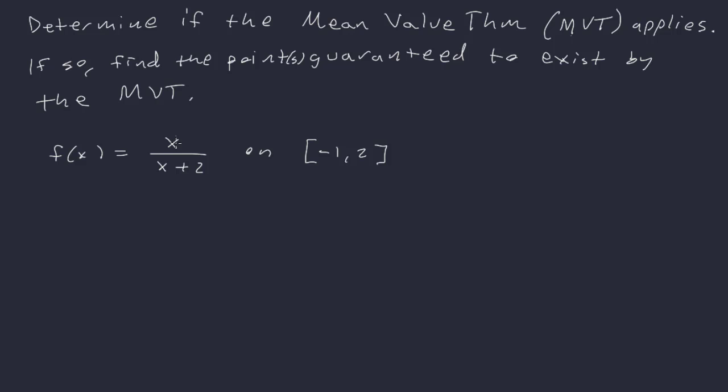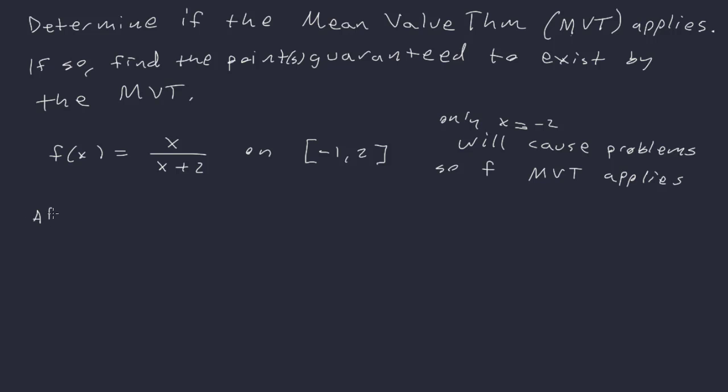Okay, next up, let f of x equal x over x plus 2 on negative 1 to 2. Now, we are dividing here. However, it's negative 2 that would cause this to be undefined. So only x equals negative 2 would cause problems. So that means f is going to be continuous and differentiable on these intervals here. So the mean value theorem applies. So we want to find the point where that will exist. I'm going to start by looking at the average rate of change from negative 1 to 2. Remember, that's f of 2 minus f of negative 1 all over 2 minus negative 1.